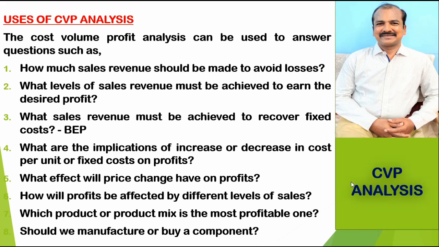And the last one is about, should we manufacture or buy a component? So a company can decide on whether to make a component or to buy a component. Is it really profitable if the component required for the finished product is manufactured in the factory, or is it profitable if the same component required is bought in the open market? This could be very well decided with the support of CVP analysis.